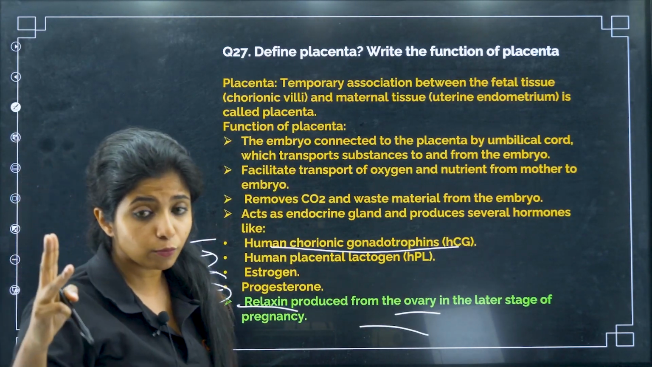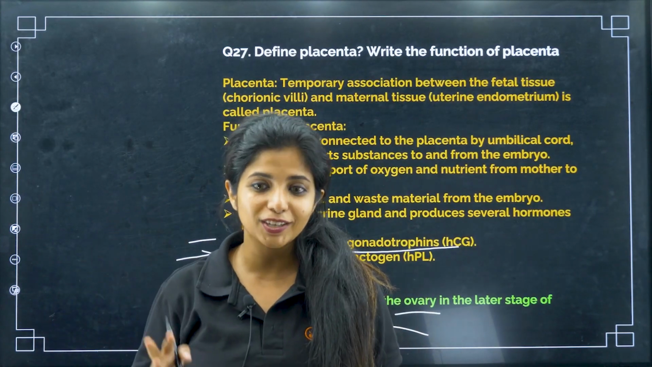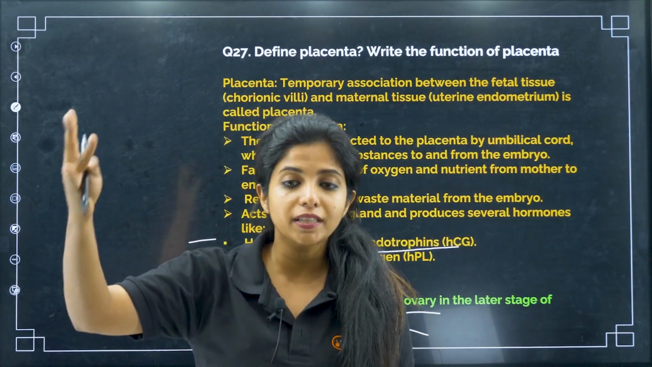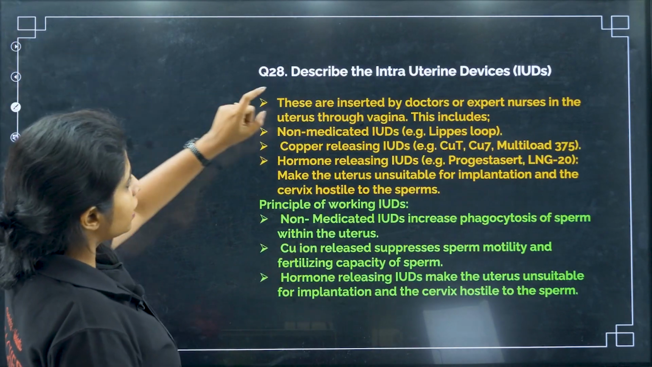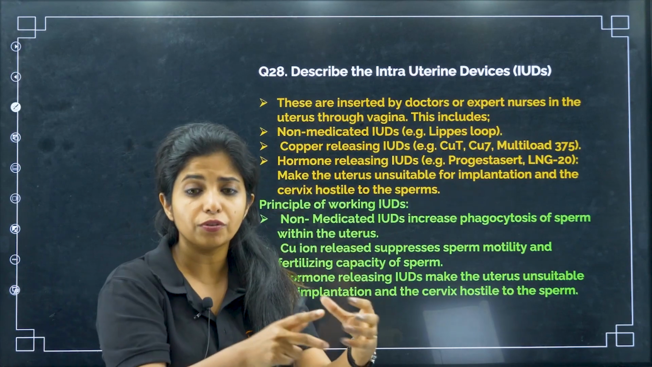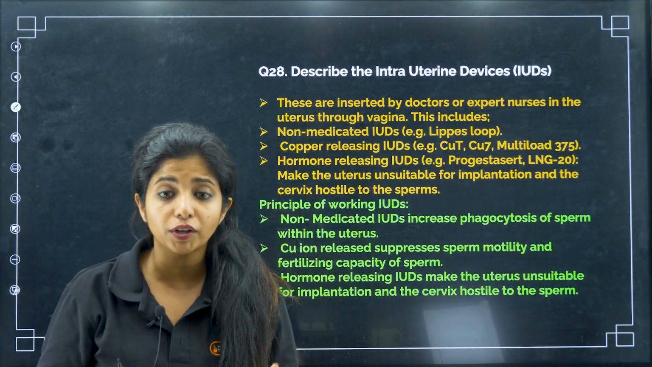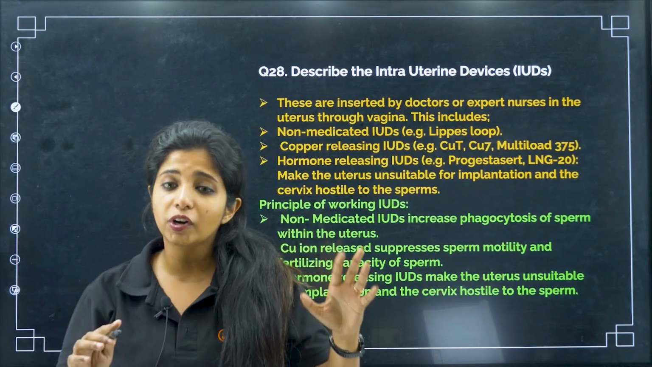Apart from it, there are three hormones whose amount increases many folds during pregnancy. One is cortisol, another is thyroxine, and the other one is prolactin. Three hormones. Done. Going ahead, describe the intrauterine devices. Intrauterine devices are the ones that are put inside the uterus with the help of doctors, and they are very important for spacing the children, as well as being one of the most widely accepted contraceptive techniques.